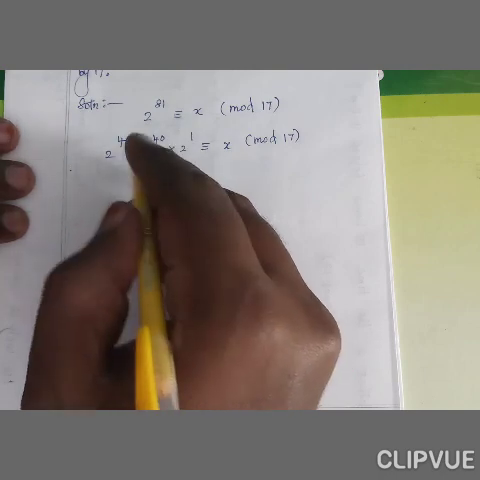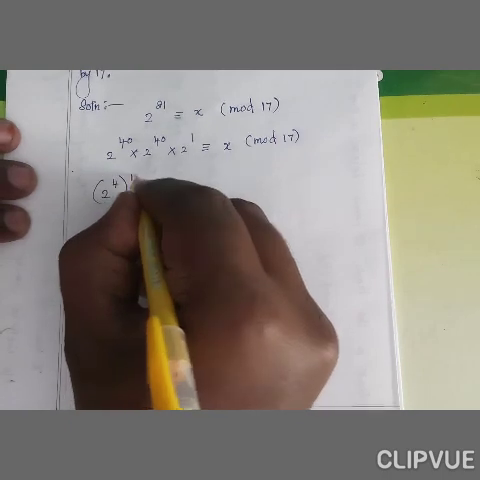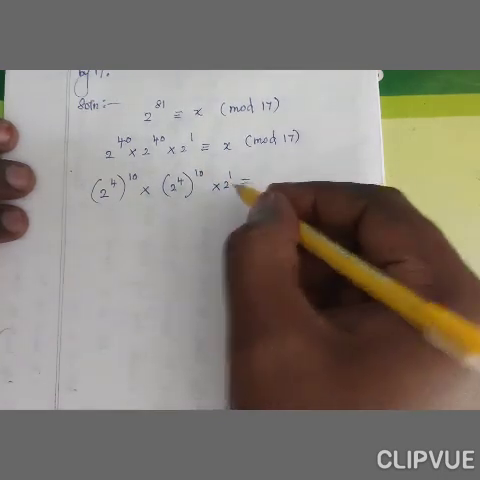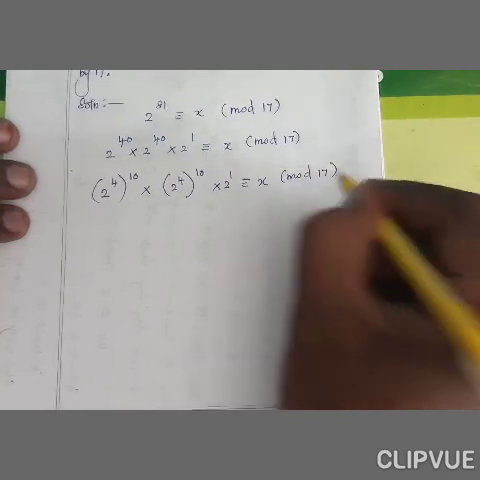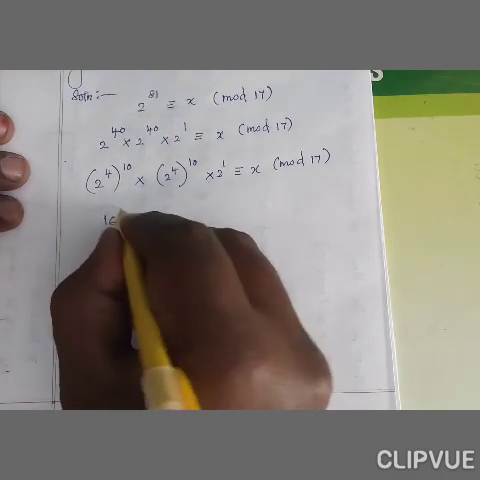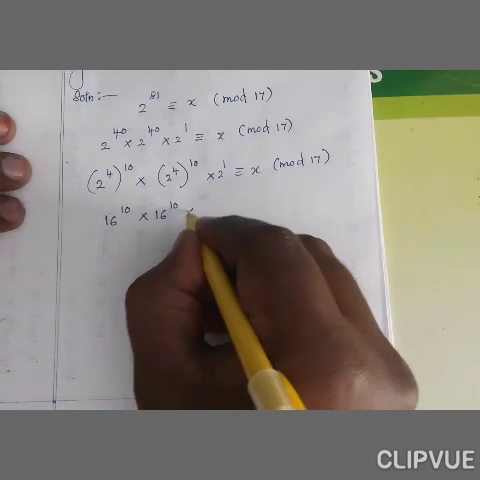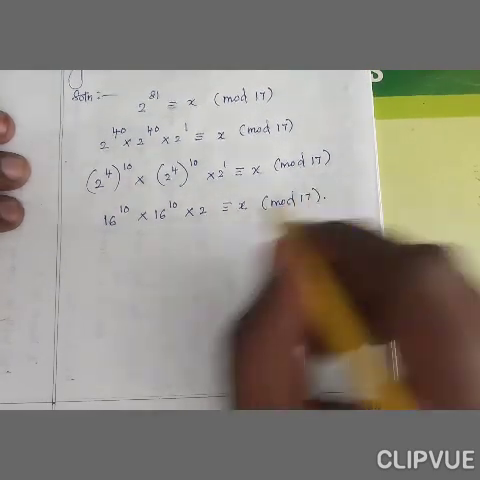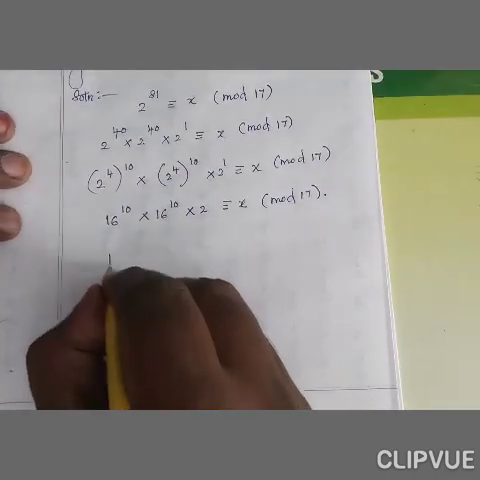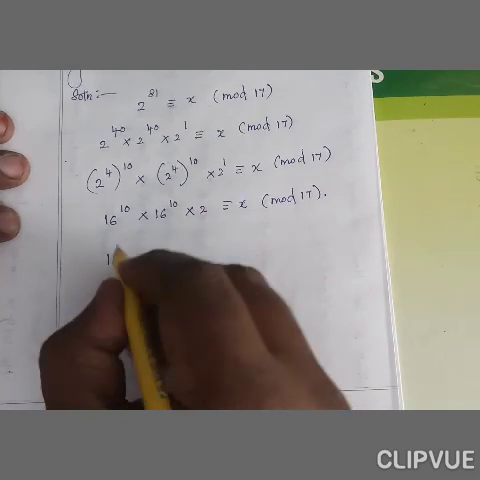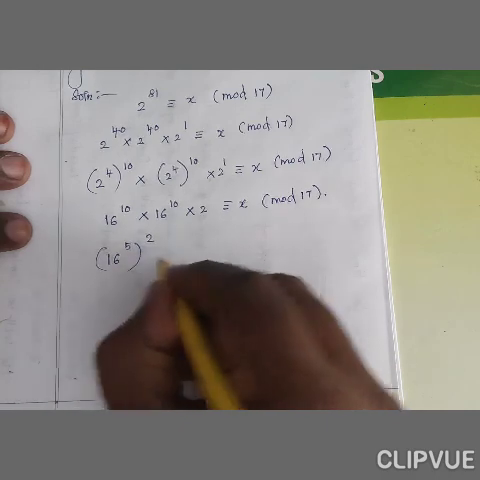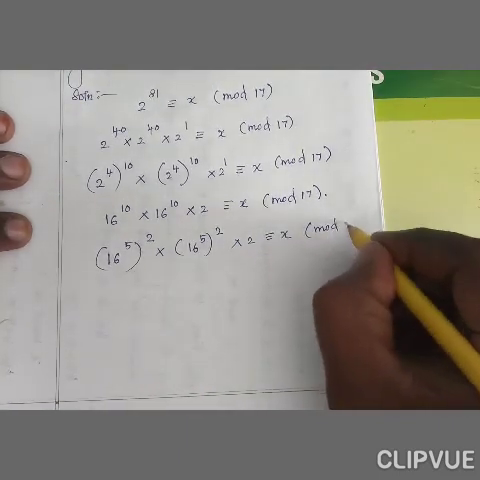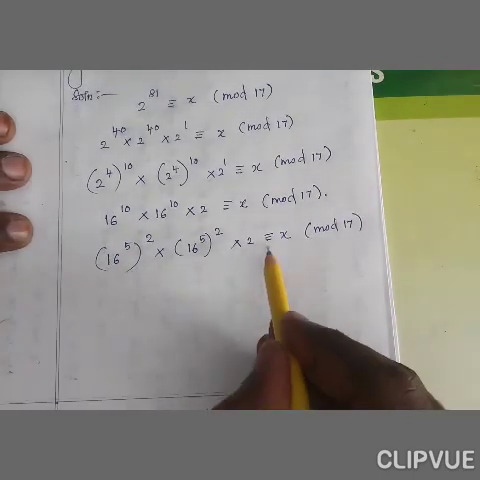2 power 40 can be written as 2 power 4 whole power 10, into 2 power 1 congruent to x mod 17. 2 power 4 value is 16. So 16 power 10 into 16 power 10 into 2 congruent to x mod 17. 16 power 10 can be written as 16 power 5 whole power 2 into 16 power 5 whole power 2 into 2 congruent to x mod 17. I am going to take the first one.